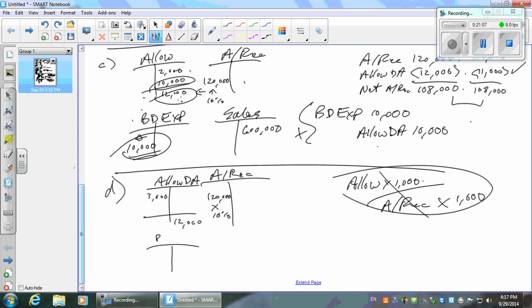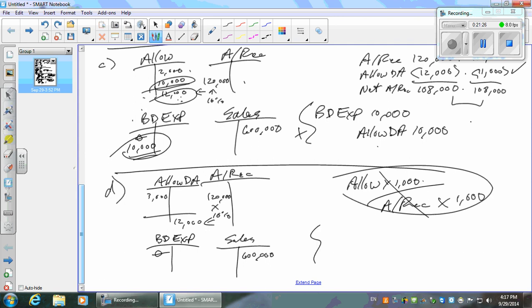So right now, bad debt expense is how much? Nothing. We haven't done anything to it yet. And sales, what do we have? 600,000. But I'm not basing my estimate on sales. I'm basing it right here on receivables. That's a portion of the receivables I expect never to collect.